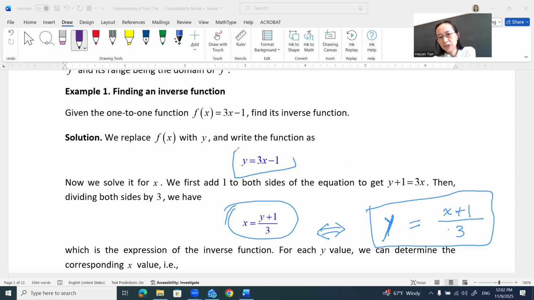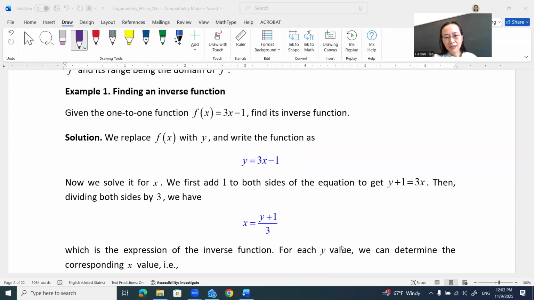Compared to the original function, that is a line with a slope of 3. Now the inverse is also a line with a slope 1/3. So we can draw these two functions. They're both straight lines.